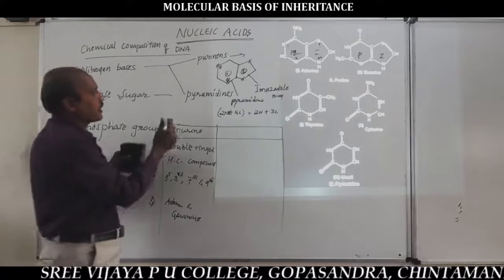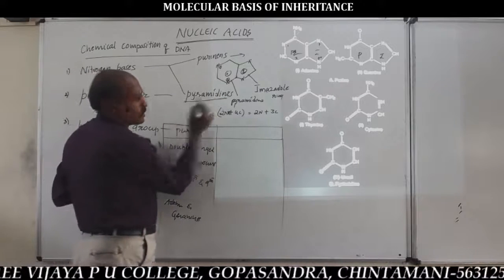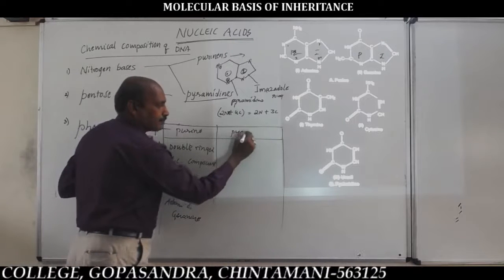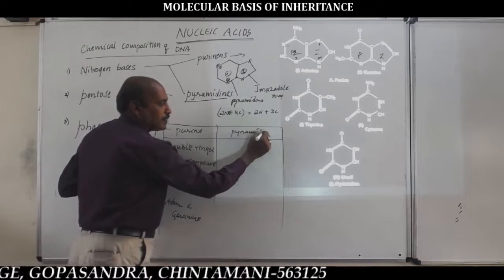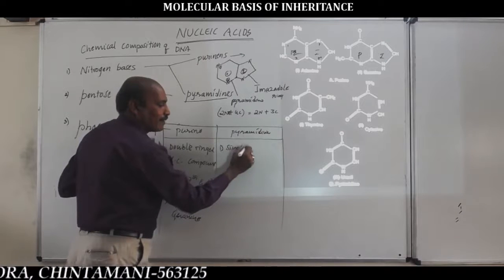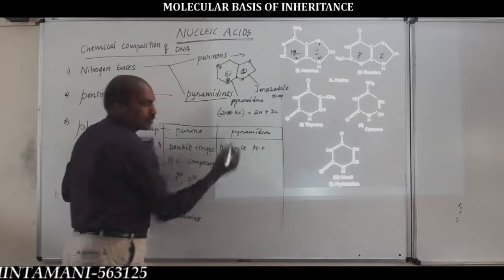Then, next to the purines are the pyrimidines. Here, pyrimidines are single-ring heterocyclic compounds.